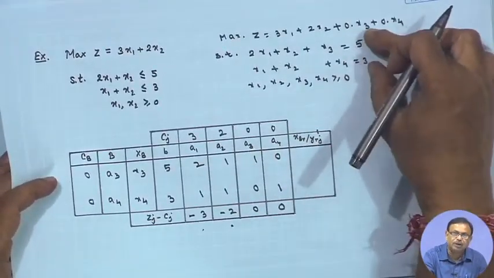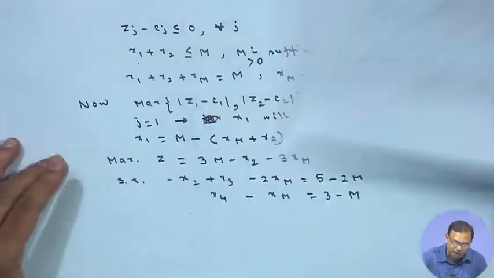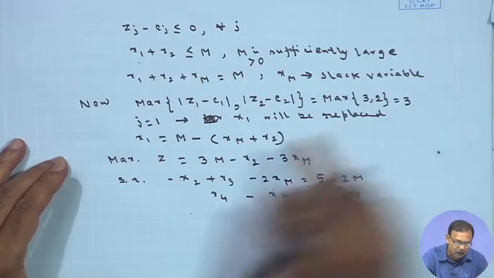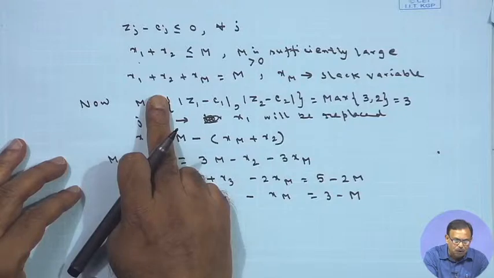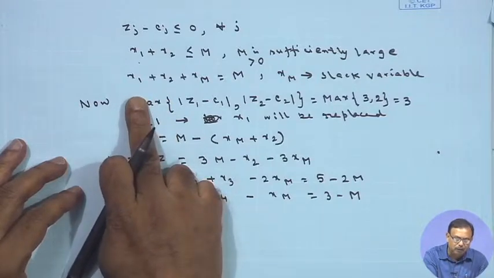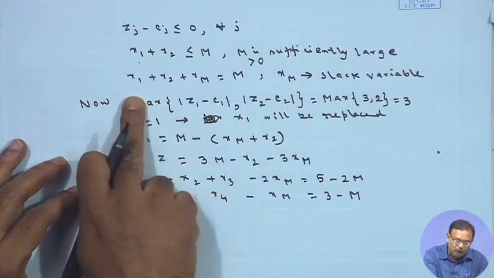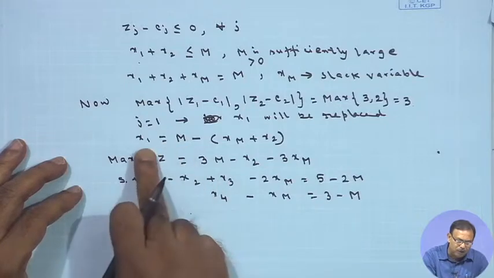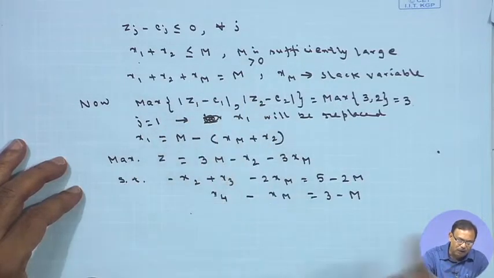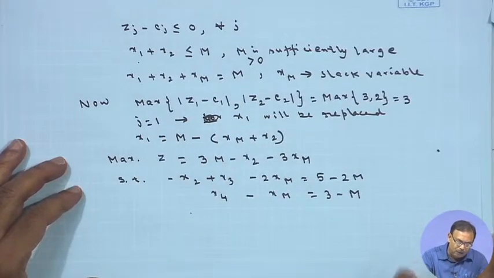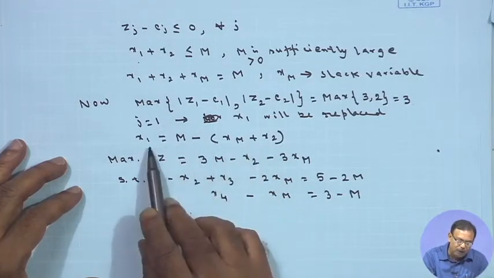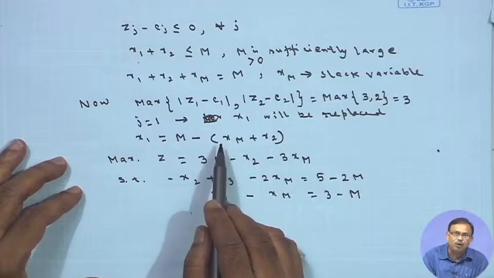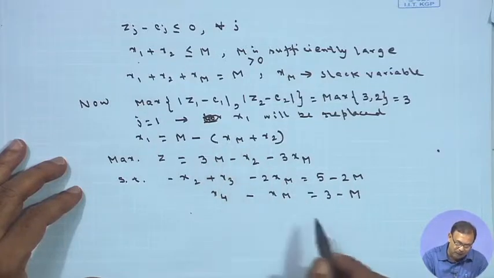This you actually got from these two equations of the original problem, and you have added one more constraint here. Please note that in the new constraint the variable x 1 will not be replaced, because ultimately you got it from here only. So this is nothing but x 1 plus x 2 plus x m, and that equation basically came from here itself.